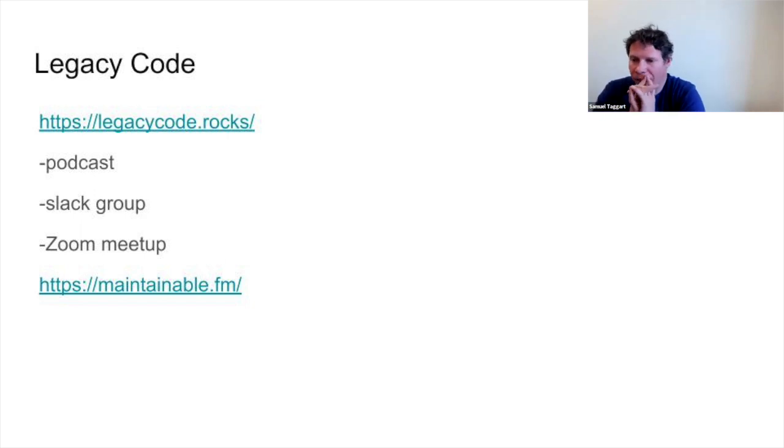And so legacycode.rocks, they have a podcast, they have a Slack group, and a support group for people working on legacy code. So if you're frustrated or whatever, you can go there and talk to them and they'll give you ideas and help you out. And there's also a podcast called Maintainable that's also very good. It's more focused on avoiding writing legacy code. So how can we write code so that in the future it's not a burden to maintain?